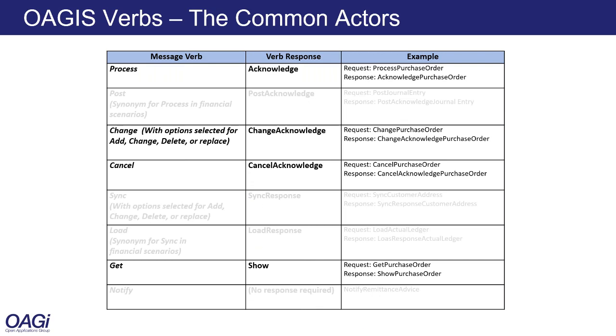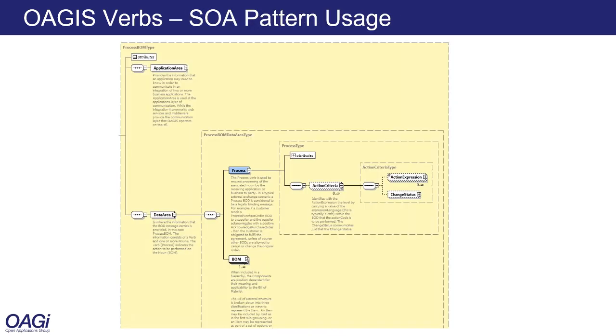So all of our BODs in the OAGIS standard are all the same in terms. What I mean by that is, if you open up process purchase order and you open up sync purchase order, the BODs are identical with one exception. The verb itself changes. So if you were to extend this bill of materials at the bottom there and hit that plus sign, that BOM is going to look identical no matter what verb you're using.